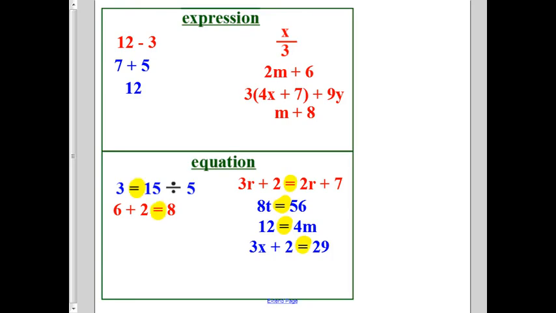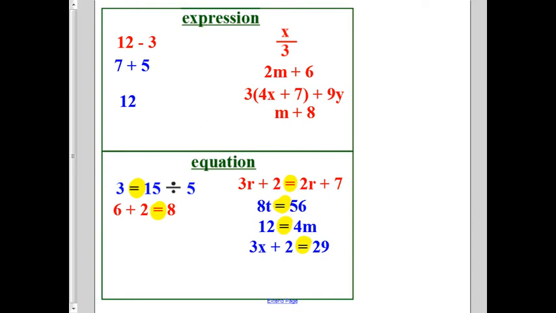Now what I mean by that is, if I just had something like this, 7 plus 5 equals, that is not an equation, even though it has an equal sign. It's not an equation until I put the 12 on the other side of it to show that the two expressions, 7 plus 5 and 12, have an equal value. So the way that they were, those were both expressions.